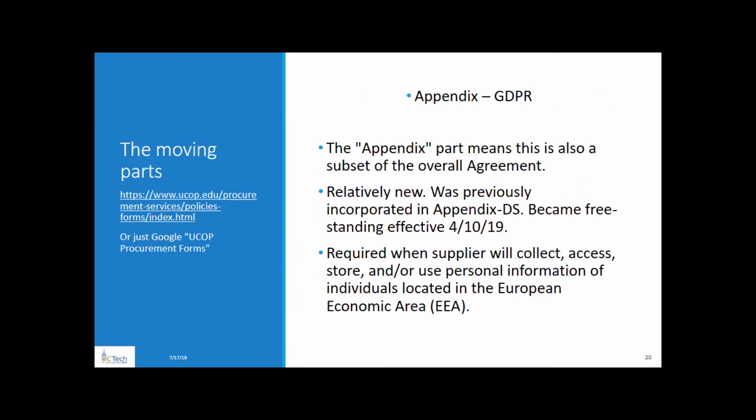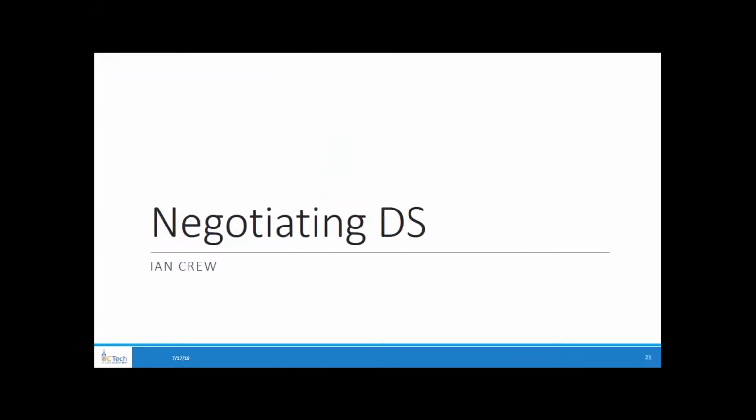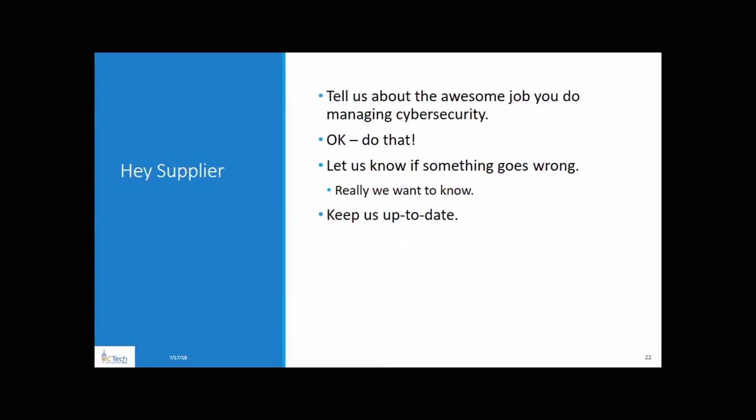Okay, whoops, wrong direction. So I'm going to talk just a little bit about negotiating Appendix DS, and really what it comes down to is we're saying to the supplier, tell us about the awesome job you're already doing with cybersecurity, and commit to doing that awesome job. You let us know when something goes wrong and keep us up to date. It's really pretty much that simple.